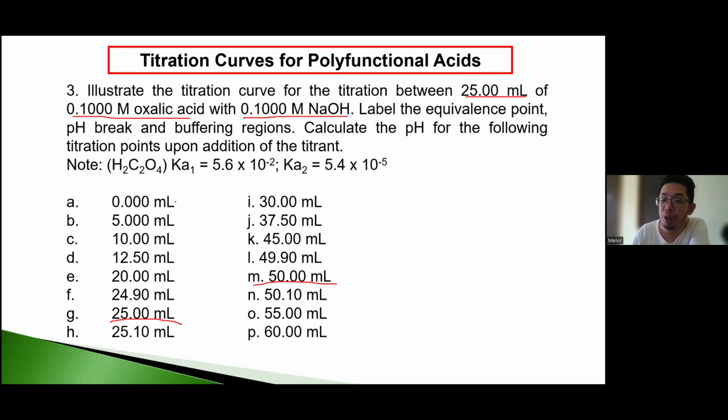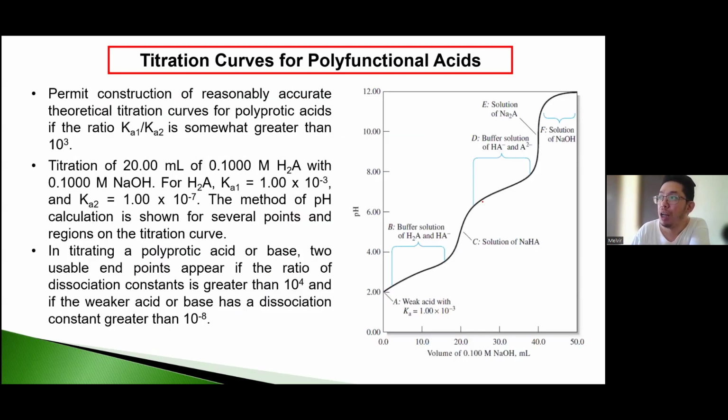So while you are finding your calculator, let me review quickly. So we have different stages for polyfunctional acids. If you will recall, this is your titration curve. So this is the first stage or the initial stage wherein you only have your weak acid. And then your second stage will be a buffer solution, wherein the components of your buffer will be your weak acid and its first conjugate base, the HA-. So it is still monoprotic. So the diprotic acid and the monoprotic conjugate base are the components of your buffer.